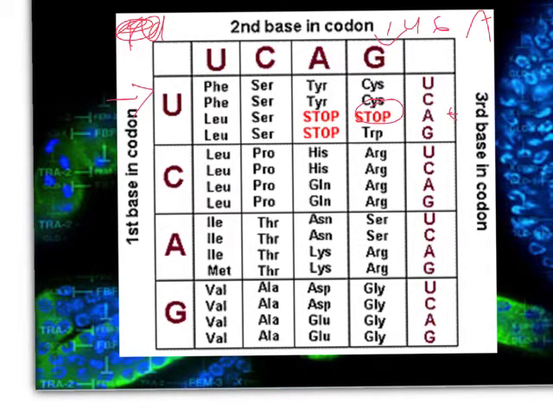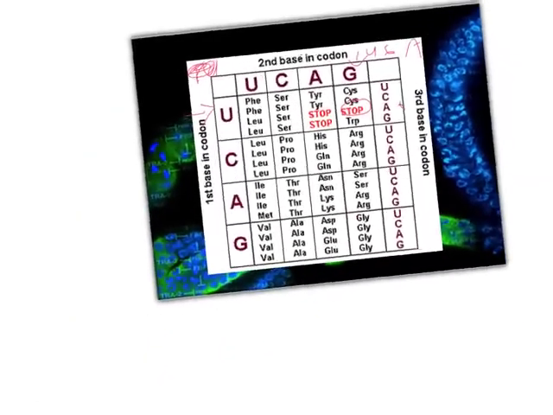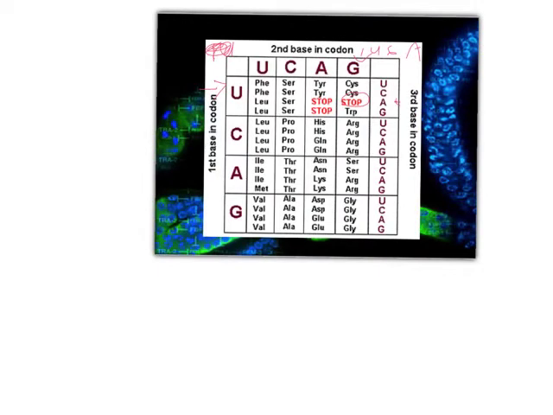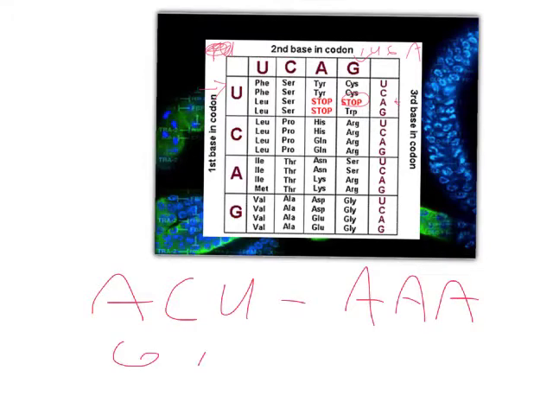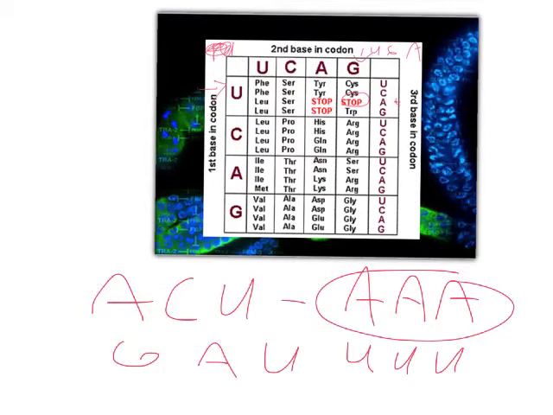Here, I'm going to give you a couple. I want you to do these on your notes. So here's the code that I want you to use. How about ACU, AAA, GAU, and UUU. Find the corresponding amino acid for each one and go ahead and write those down. I'll give you a minute or two to do that.